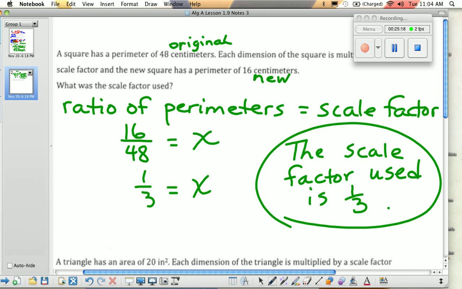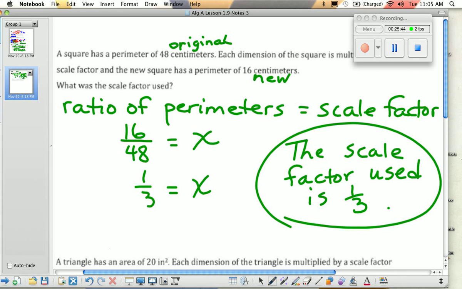Did our new square get larger or smaller? It got smaller. It has a smaller perimeter, so it had to have gotten smaller. What do we expect when something gets smaller? What do we expect the scale factor to be? Less than 1. Is 1/3 less than 1? Yes. So I think we did all right. Questions?